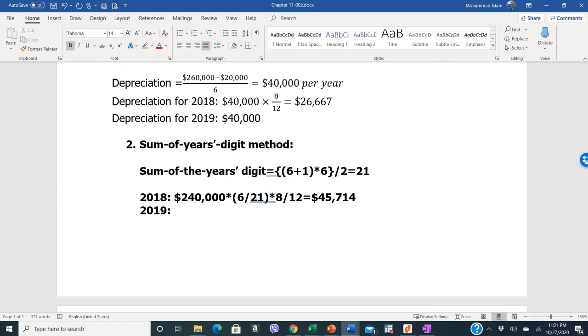And for 2019 the depreciation would be, see that, out of 12 months we have calculated depreciation for 8 months, so we need to calculate the 4 months depreciation from the first 12 months. It would be 240,000 multiplied by 6 over 21 multiplied by 4 over 12. Did you get it?